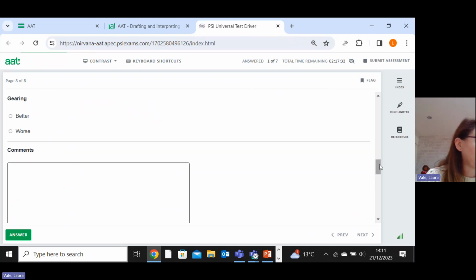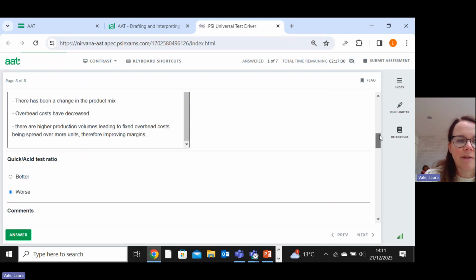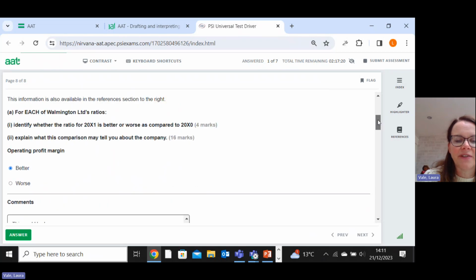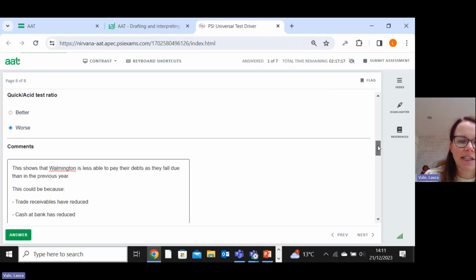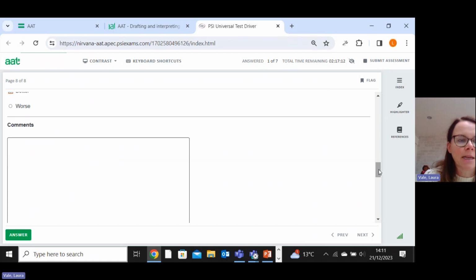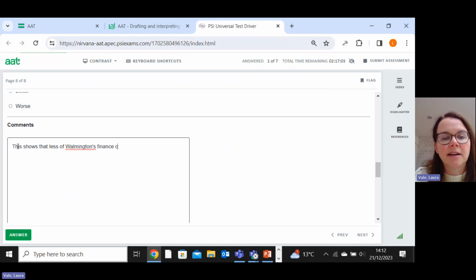Right, gearing. So if we look at the gearing, it's gone from 54% down to 40%. Now with gearing, the lower it is, the better. Anything over 50 is generally considered sort of high risk for investment. So the gearing is definitely better. So this shows that less of Warmington's finance comes from loans this year compared to last year.